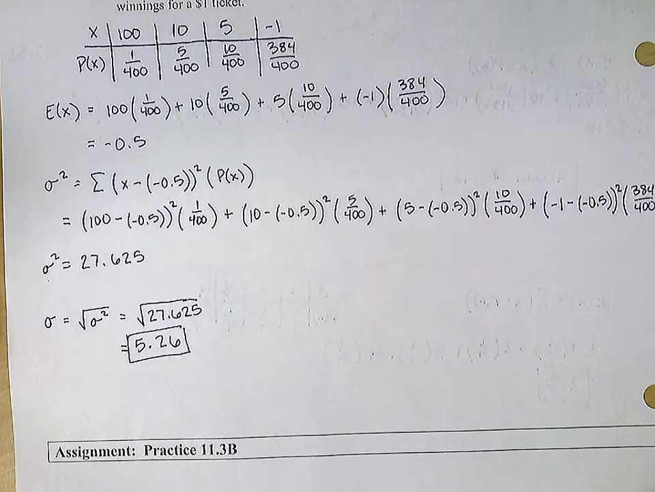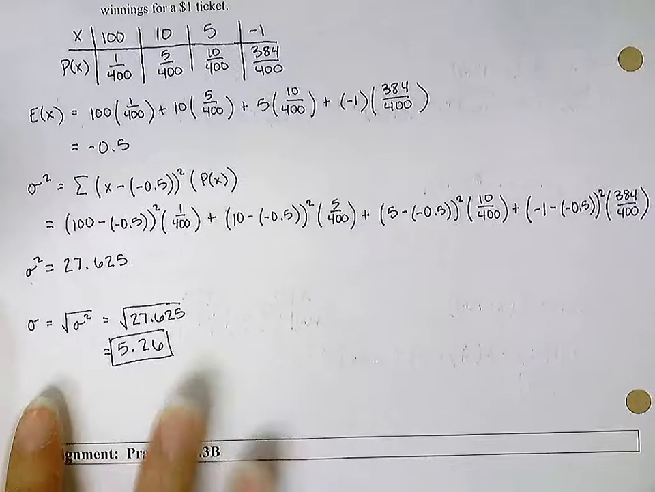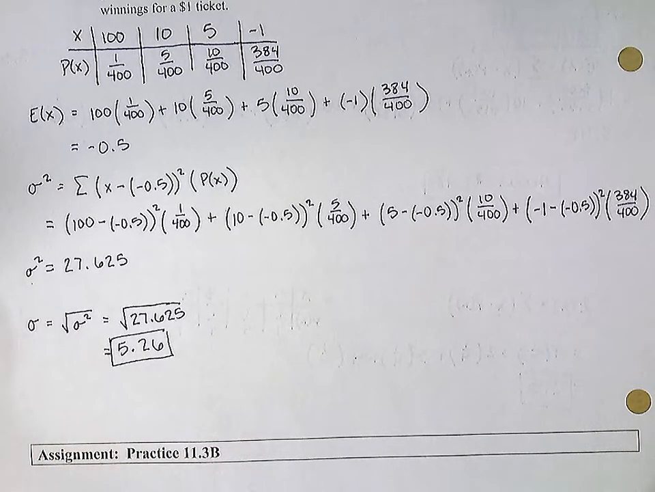Now, if your standard deviation is a larger number, that means it's going to be riskier. So on your assignment, I do have one where you're comparing two winnings. If one of those standard deviations is higher than the other, that's the riskier case, okay, because you have more variability between winnings. Any questions on how I found the expected value, the variance, or the standard deviation? You're just using this formula.